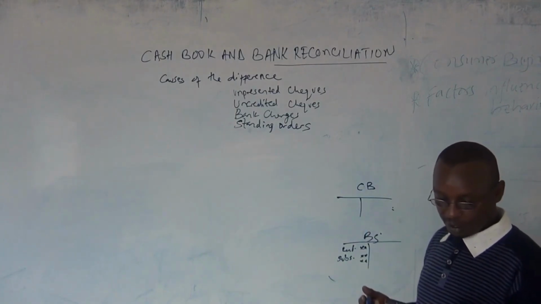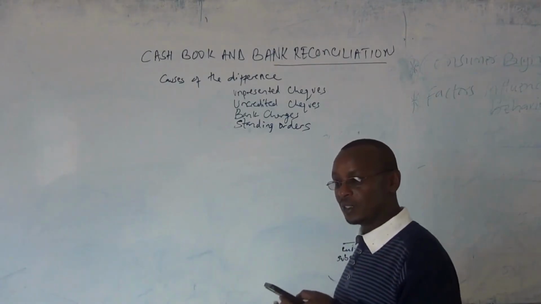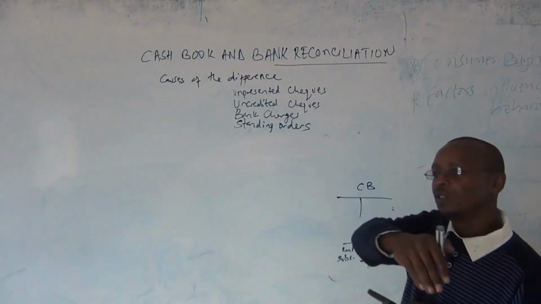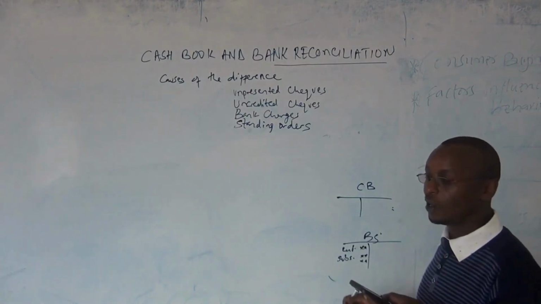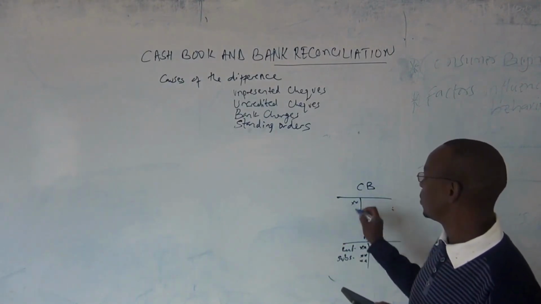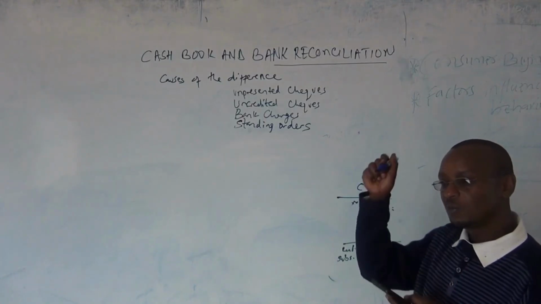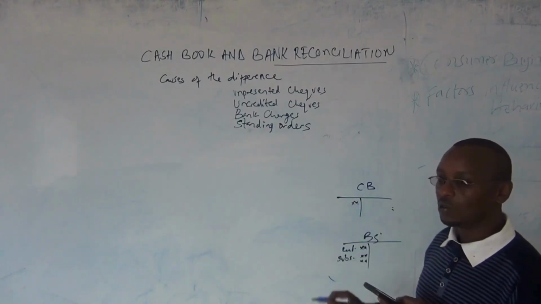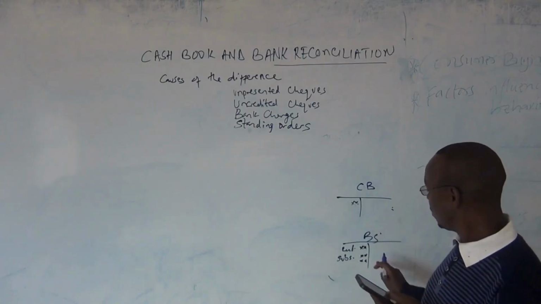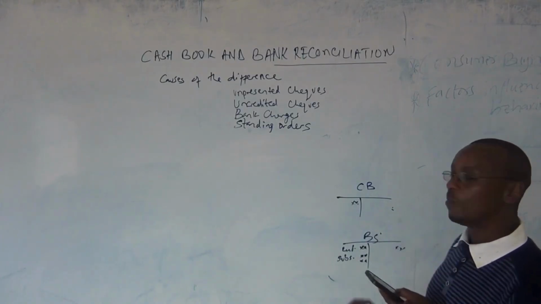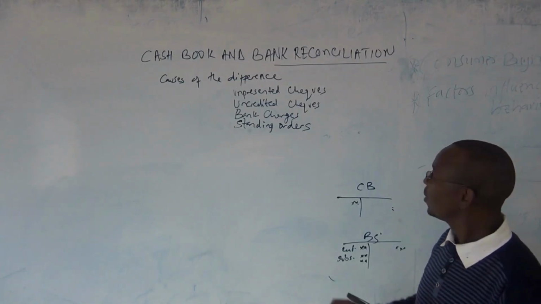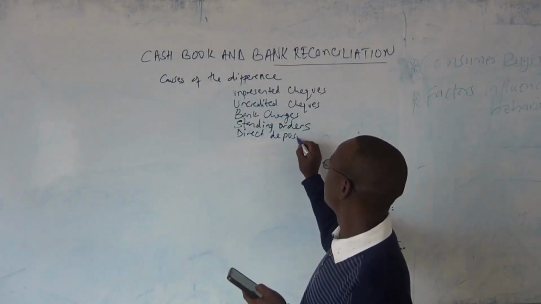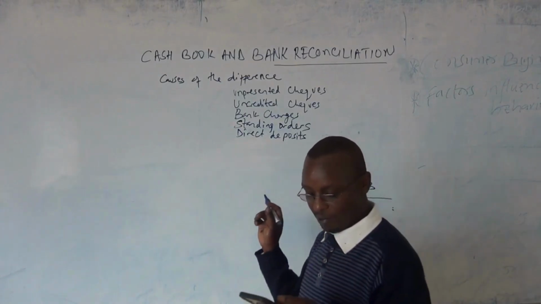Another thing, direct deposits. Sometimes customers, like the way you pay the fee, deposit into the school's account and bring the slip. When you bring the slip, that is when I record it here. So somebody has deposited the money and has not brought you the slip. You have not seen it, so you cannot post it here. But already it will be posted where? On the bank statement. Is it clear? Direct deposits are another thing that brings the difference.